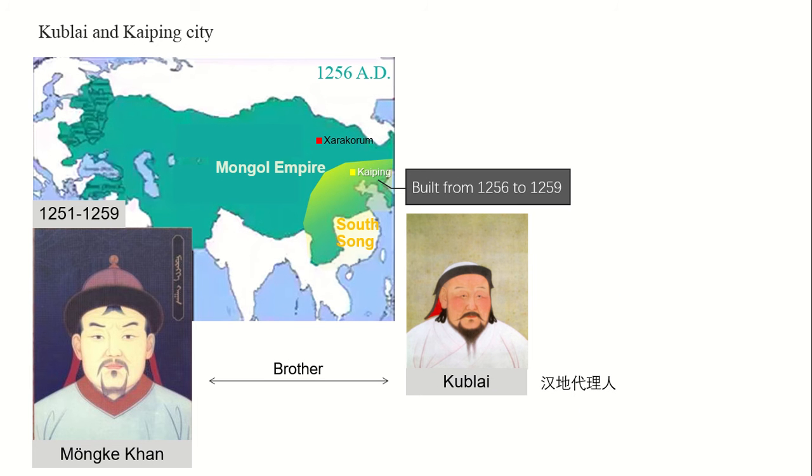This new city was built from 1256 to 1259. A few years later it was renamed Xanadu, but when it was built at first, its original name was Kaiping, and Kaiping was only used as an important residence city in Kublai's territory at first.